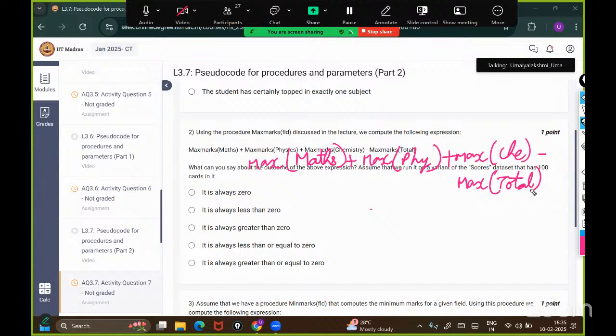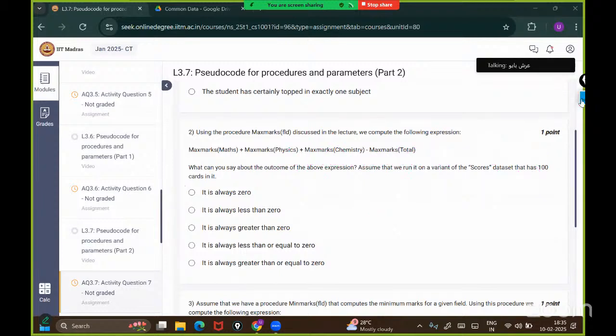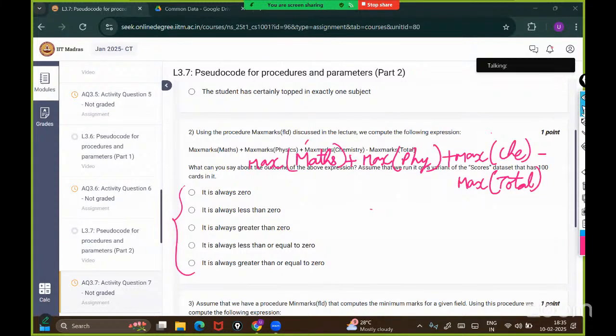Assume that we run it on a variant of the dataset. They have given only the possibilities: it is always 0, it is less than 0, it is greater than 0. Let's say the person has scored the maximum mark in maths, but not in physics and chemistry, but that person has scored the total maximum mark. That is one of the possibilities, right? I think option C is correct, ma'am. It is always greater than 0. Yeah, that is a possibility.